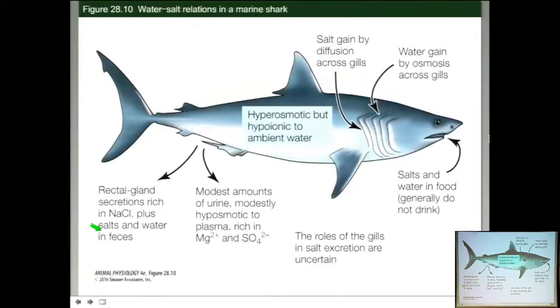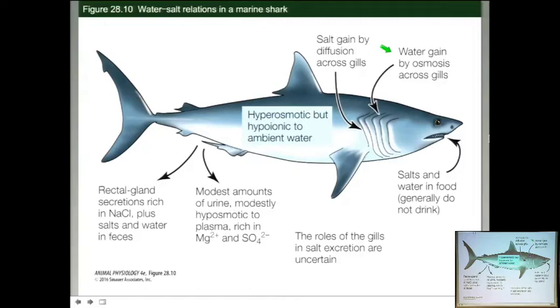All right, so here's a summary of the water-salt relations in a marine shark, cartilaginous fish. Again, they're going to gain salt by diffusion across the gills, and they're going to gain water by osmosis across the gills because they're hyperosmotic to the external, the ambient water, the ocean water, but they're hypoionic. Remember, they keep their ion concentrations low. So now they're gaining salt because they're hypoionic, but they're also gaining water because they're hyperosmotic. They get salt and water from their food, that's preformed water. It's not that they drink it, it's the water that's in the food.